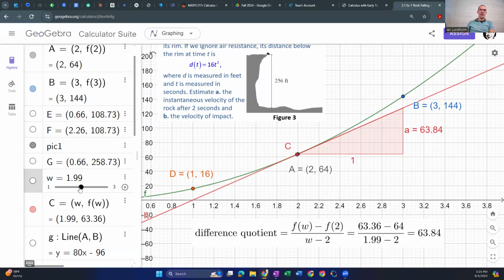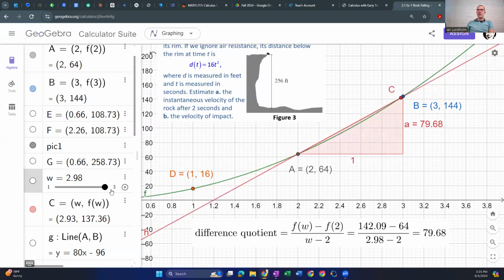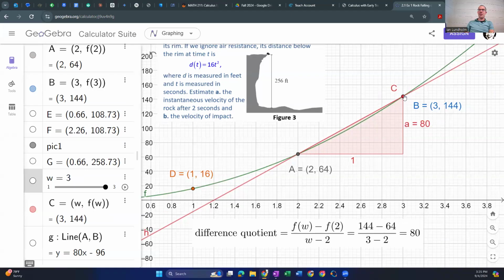Notice we're a little bit under 64. If I come from this side, from the right, if I put the point all the way at x equals 3, we are kind of way far away, and we're estimating that we have a slope of 80. That's definitely an overestimate.